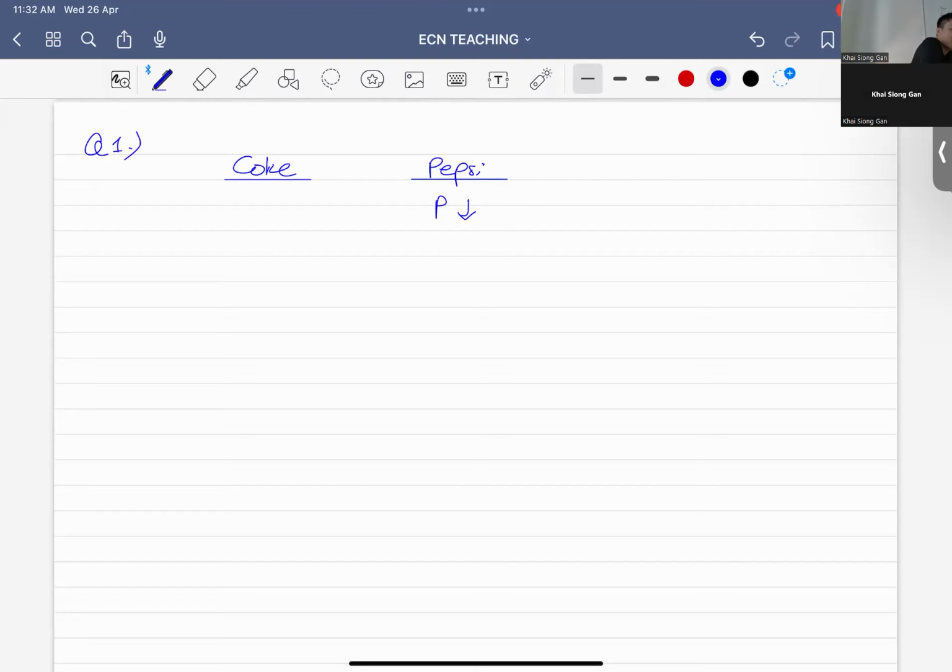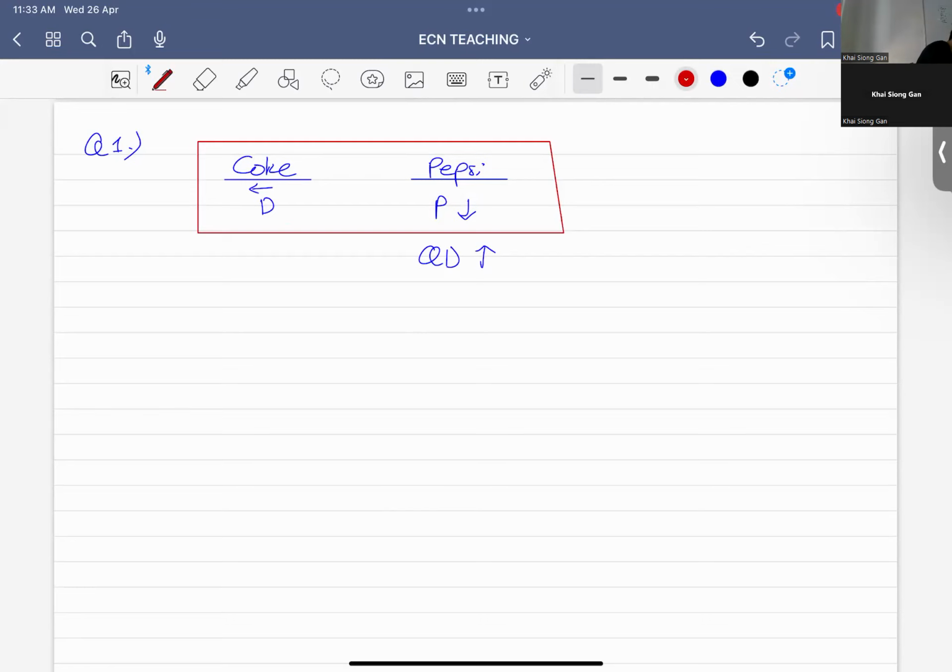Pepsi becomes cheaper. So will people buy more Pepsi? They will, right? So quantity demanded for Pepsi increases. Will people still want to buy Coke? No, because people want to buy Pepsi already, so they don't need to buy Coke. So the demand for Coke will decrease. This is my non-price factor here. The demand for Coke decreasing has nothing to do with the price of Coke, so this is what we call a non-price factor.